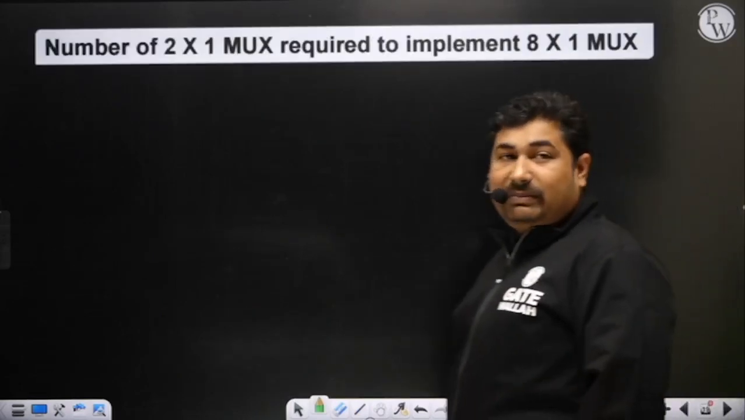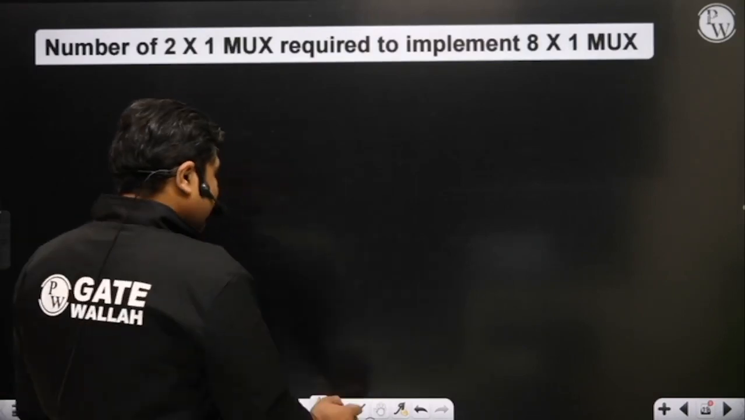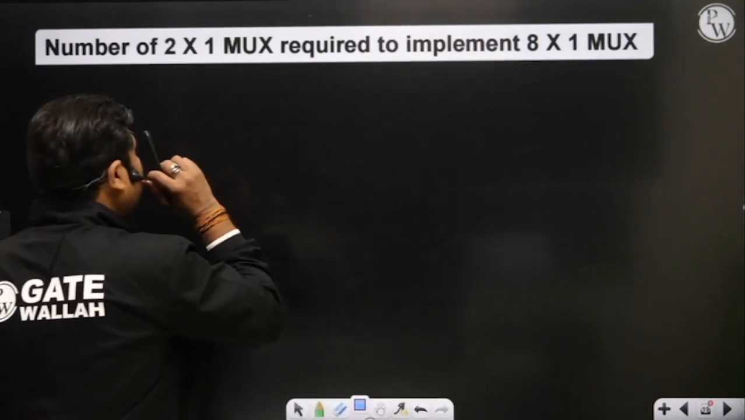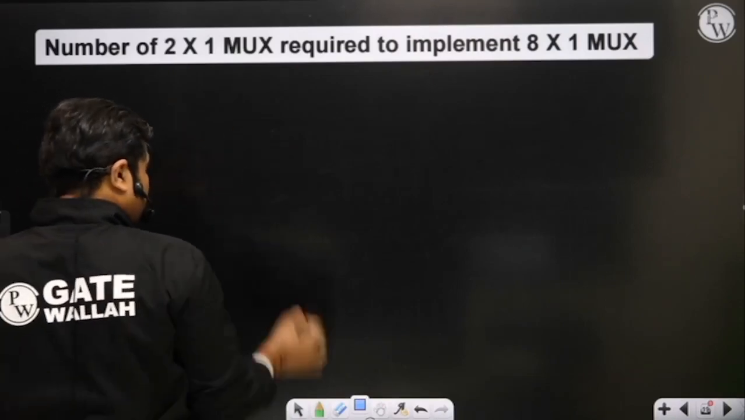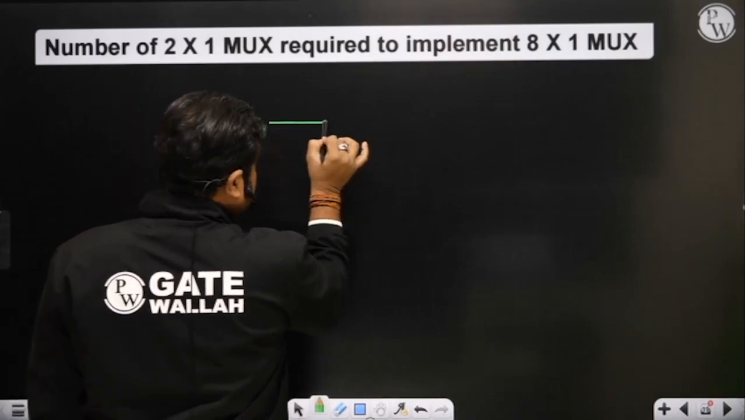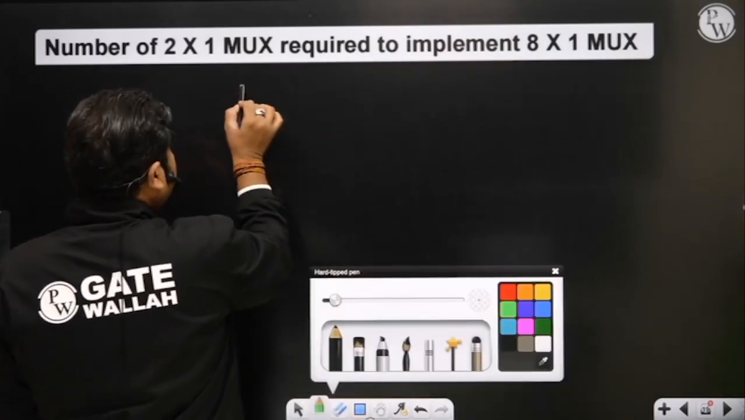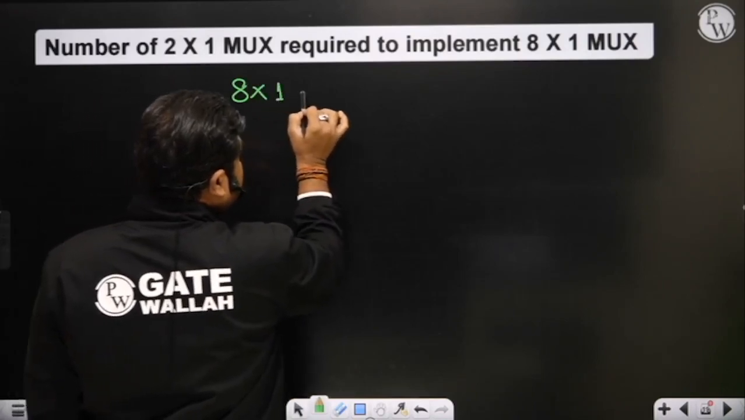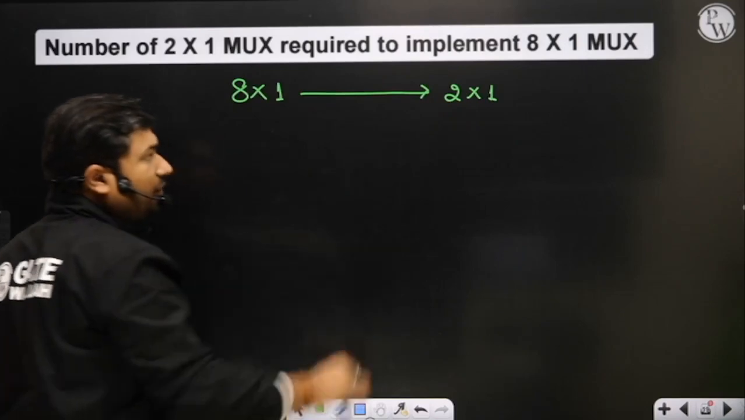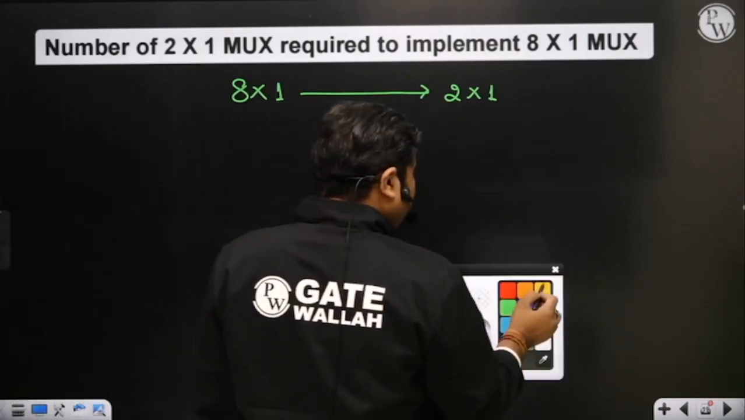Let's talk about implementation of an 8 cross 1 multiplexer by using 2 cross 1 multiplexers. Sir, we need to implement 8 cross 1. And what is the size available, sir? Available size is 2 cross 1. So we need to implement 8 cross 1 by using 2 cross 1. How many 2 cross 1 are needed?